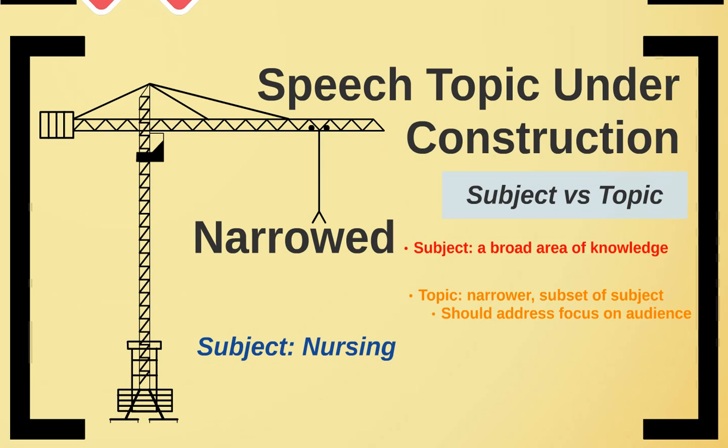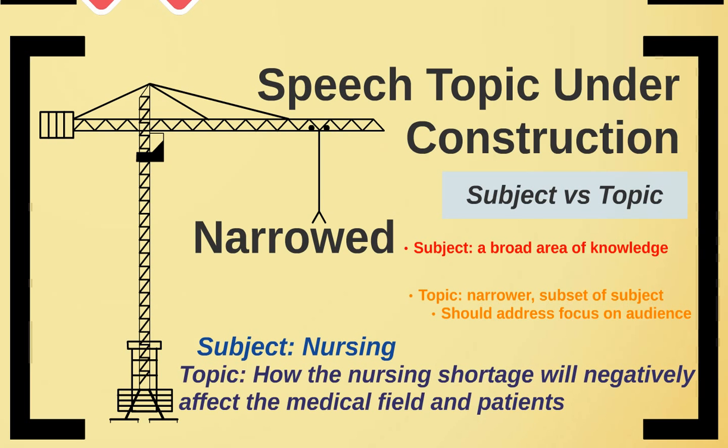Because, again, going back to the rhetorical triangle, you have to think of them. So we came up with the topic of how the nursing shortage will negatively affect the medical field and patients. Notice we put patients in here so that the audience would in fact be connected to this topic. So that's what you need to really decide: how can I take my subject area, which is probably what you're going to get when you're inspired by things around you, and really focus it into a topic.